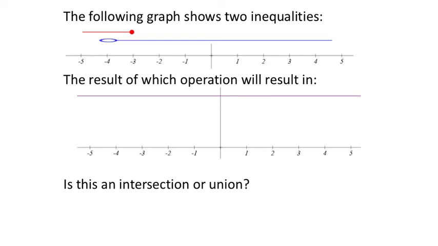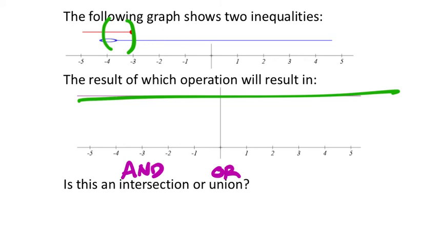Well, remember, an intersection is an and statement. A union is an or statement, okay? Is it an and statement or an or statement? Well, if it were an and statement, it would be confined within the intersection of the two lines. But since it resulted in something that spans all the way across, this has to be an or statement, or, well, I guess you could say union statement here.